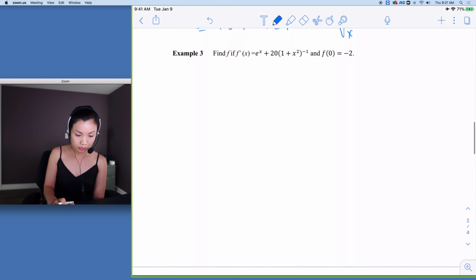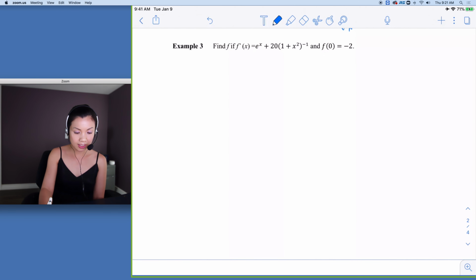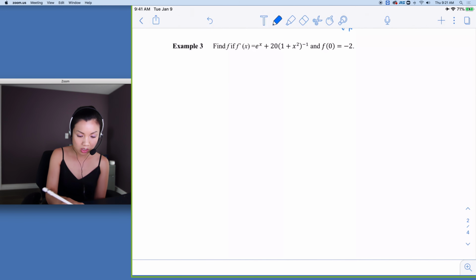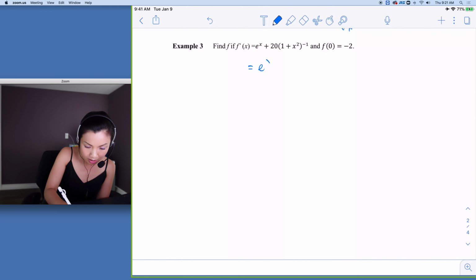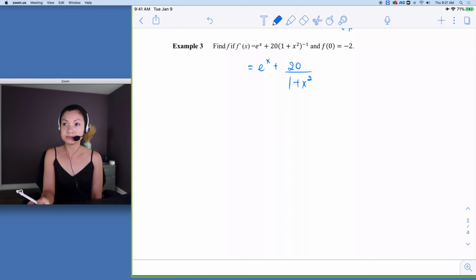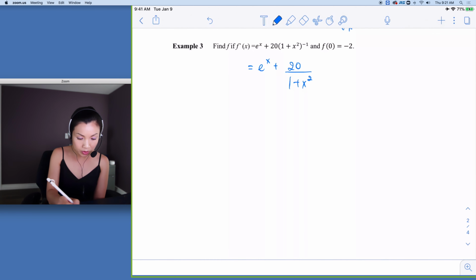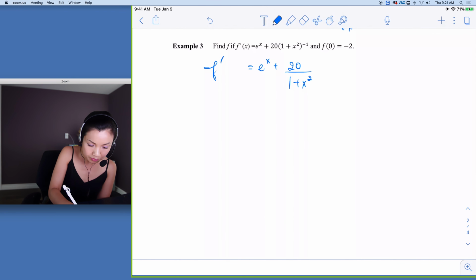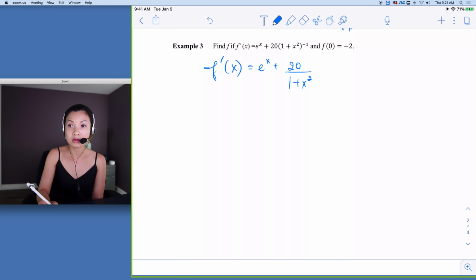All right, moving on to example 3. We want to find the antiderivative, find f if f prime is e to the x power plus 20, and then you see right here we have something to the negative first power. So if I want to rewrite, it would be like this. Okay, so that would be the f prime. And keep in mind, f of 0 is negative 2.